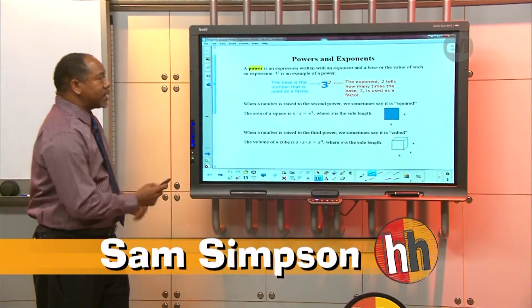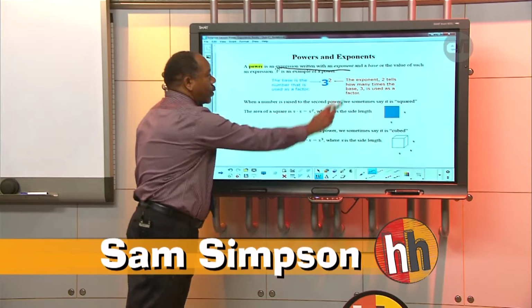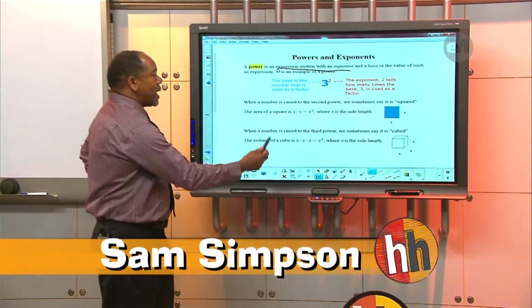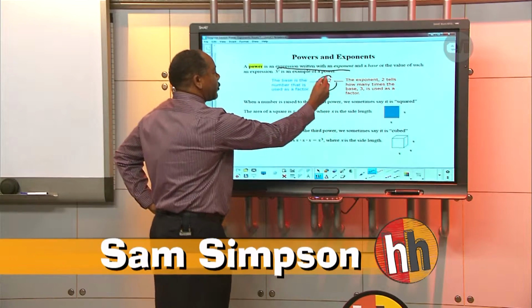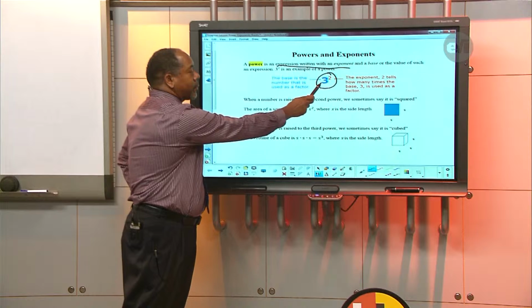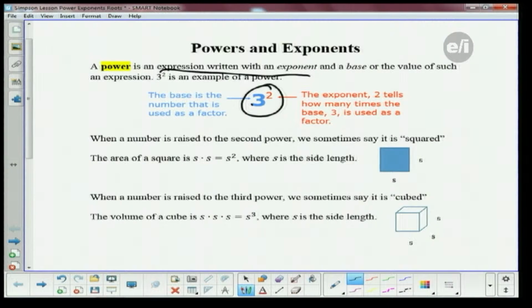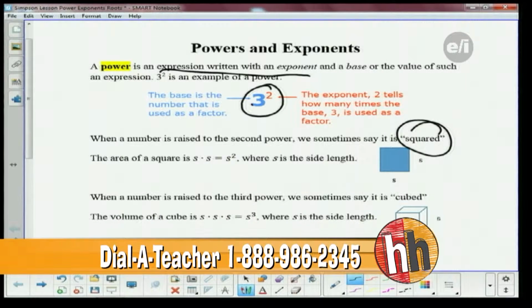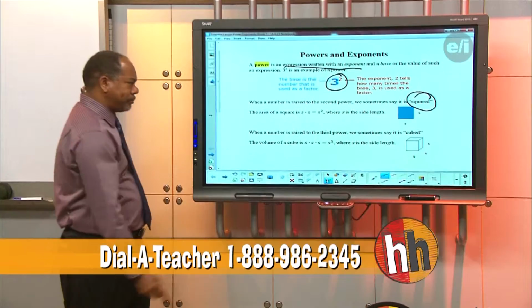A power is an expression written with an exponent and a base. When you see the term 3 to the second power, the base is 3 and the exponent is 2. The exponent tells me how many times I'm going to multiply the base by. When a number is raised to the second power, we sometimes say it's squared. You'll hear that sometimes. And why is that?